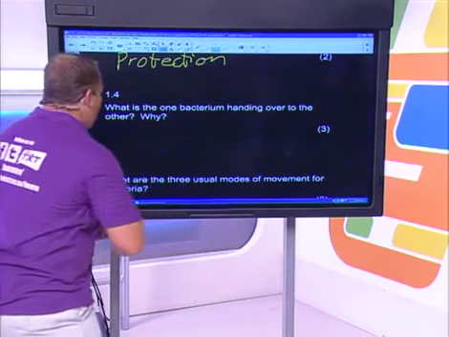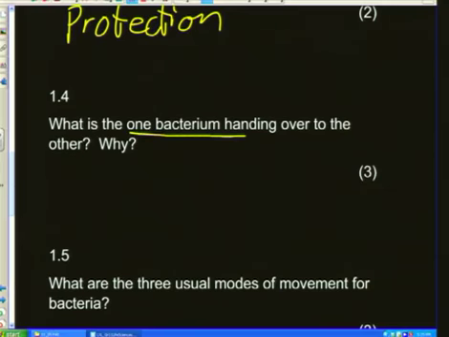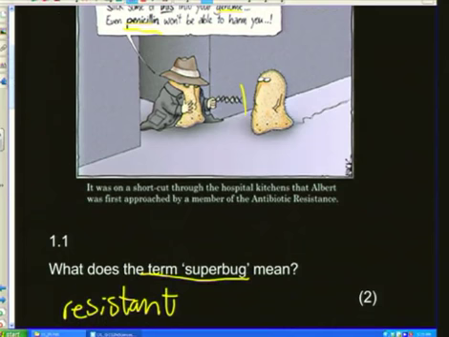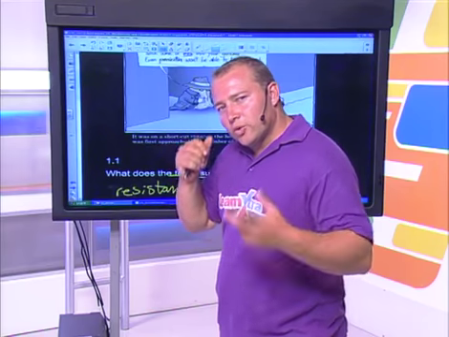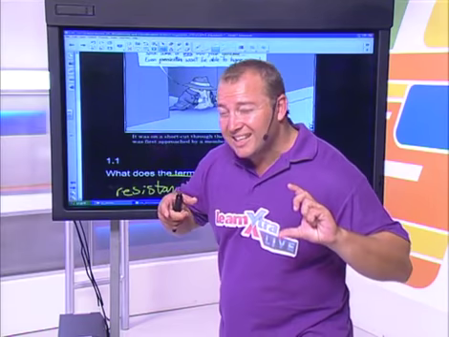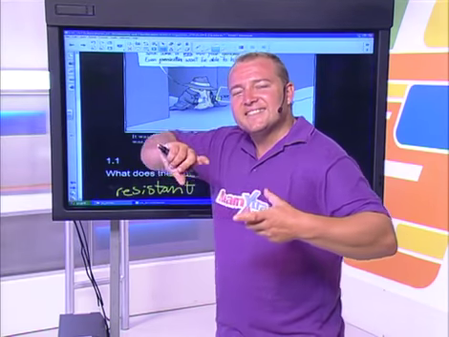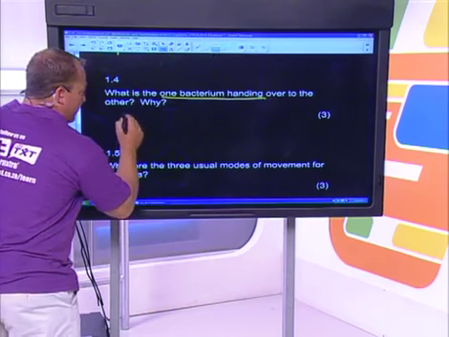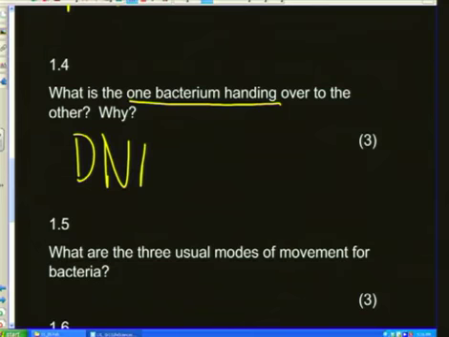Now, what is the one bacterium handing over to the other? Look at this. There it is. What's he giving? That is something that you are going to learn about next year. It's called a double helix, just for later on in life. It is a DNA strand. So if we bring this down, what is he handing over? It's a DNA strand. What he wants to do is take his DNA.